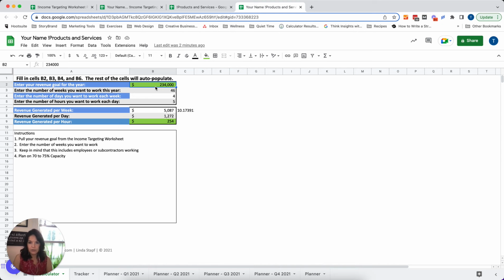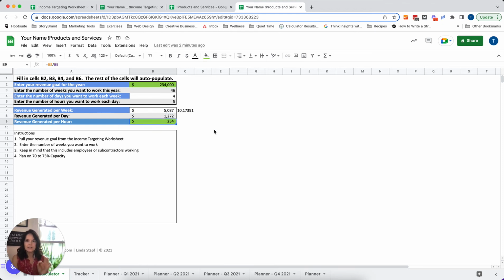So you need $234,000 in revenue coming into your business. That's after COGS and after subcontractors. Then you want to work only 46 weeks in a year. You want to work 4 days a week and 5 hours a day. We're looking at 70% capacity. And that means that you need to generate after COGS, after subcontractors, you need to generate $5,087 a week. Good KPI to watch. $1,272 a day if you were to track things on a daily basis.